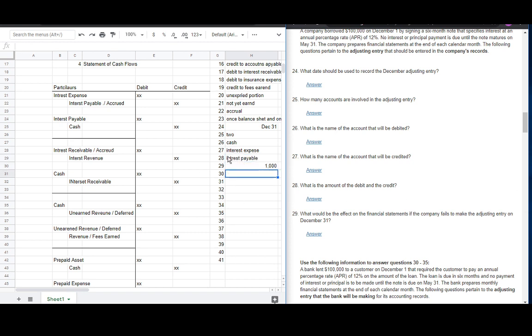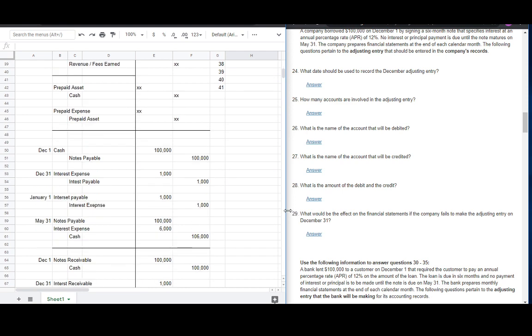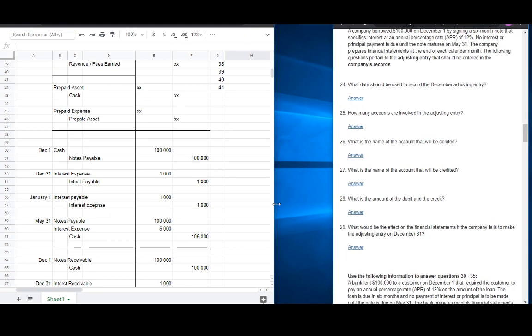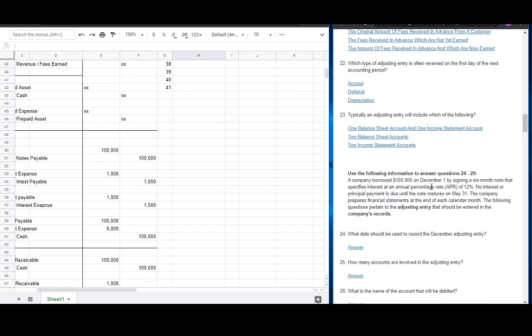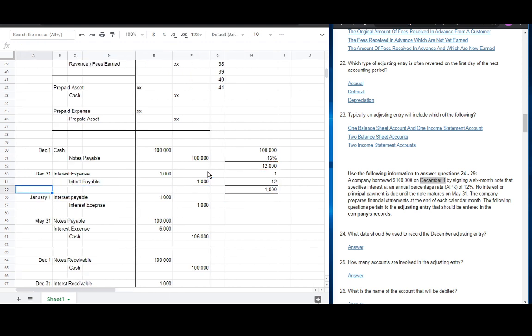So how did we derive 1,000 pesos? I will just move this aside. I will make a computation. Given here is that the company borrowed 100,000 and the interest rate is 12%. So by multiplying it, we have an interest expense of 12,000. However, take note that it was issued on December 1 only. So we recognize it only for 1 month. So we multiply this by 1 month divided by 12 months in a year. And 12,000 times 1 divided by 12 ends up to 1,000.